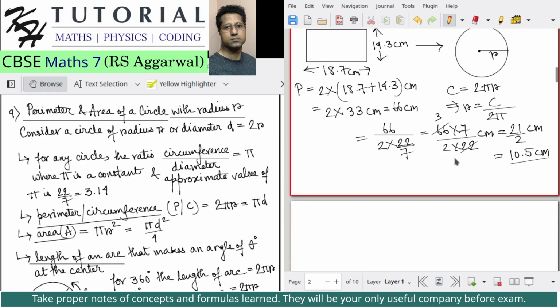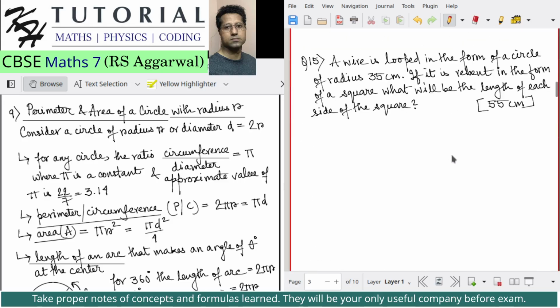Okay, let's see the next problem. Question number 15. A wire is looped in the form of a circle of radius 35 centimeter. A wire is looped in the form of a circle basically means that a wire is in the shape of a circle of radius 35 centimeter. If it is rebent in the form of a square, what will be the length of each side of the square? So here also the concept is same.